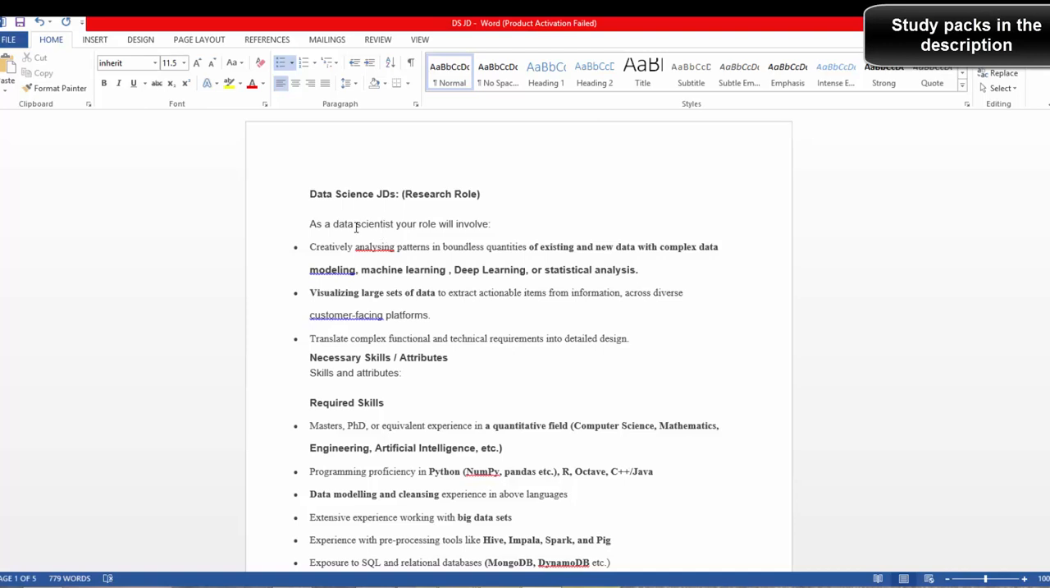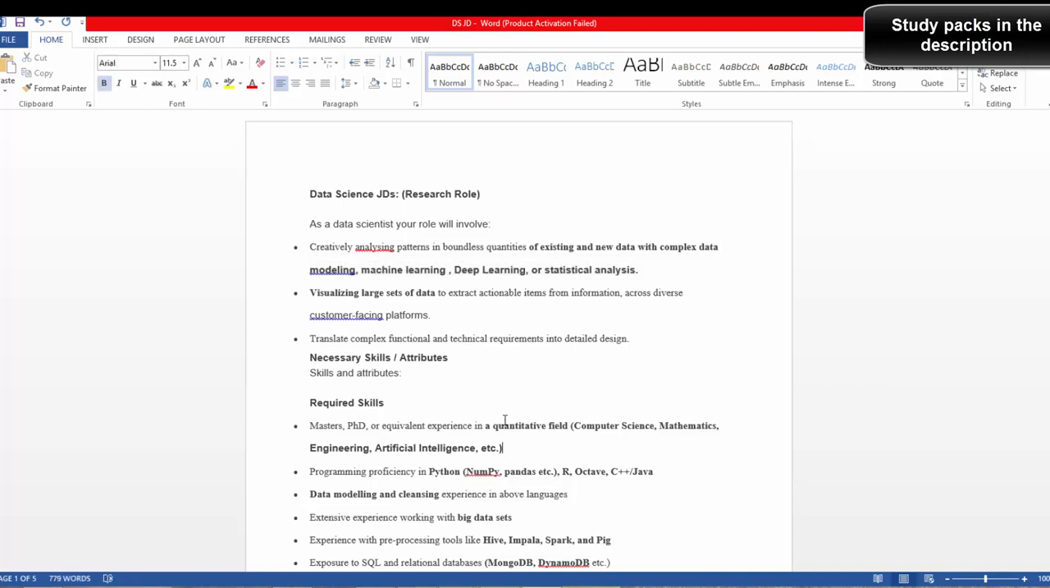Okay, so the first one is a research role. This is a data science job position, but it requires somebody to do more fundamental research rather than simply building models without getting into details of theory. In such a role, they are expecting you to be an expert in machine learning, deep learning, and statistical analysis. And when they say that you should be comfortable with these areas of modeling, you should be comfortable at a very theoretical level, not just applying these models.